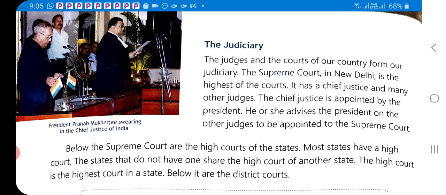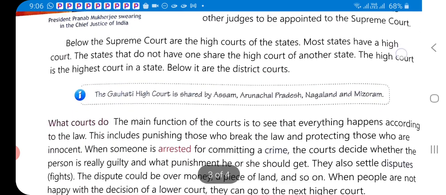Below the Supreme Court are the High Courts of the states. Most states have a High Court. The states that do not have one share the High Court of another state. Means the states which do not have High Courts share the High Courts with other states. As Punjab and Haryana share the same High Court in Chandigarh. The High Court is the highest court in a state, and below high courts are the district courts. The Guwahati High Court is shared by four states: Assam, Arunachal Pradesh, Nagaland, and Mizoram.